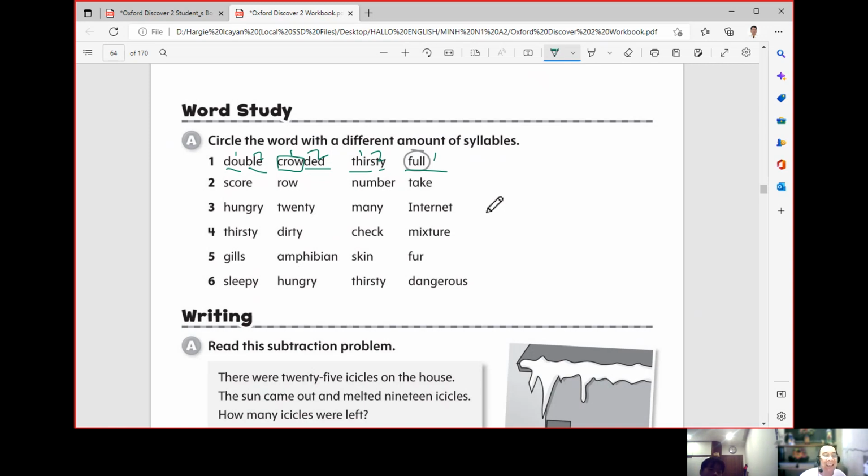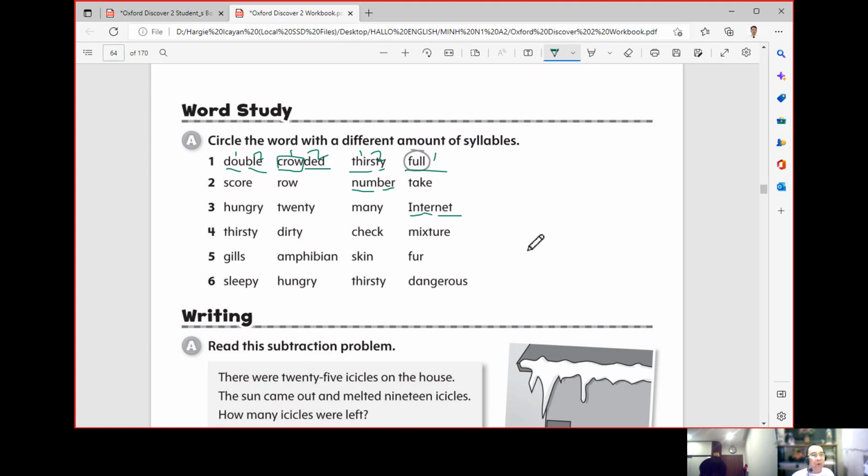Number. Okay, because number is pronounced as num and then ber. So we have 2 syllables. Not unlike score, row, take. Next, number 3. Internet. Okay, why is it internet? Because it's 3 syllables. What are those syllables of internet? That would be in, ter, and then net.